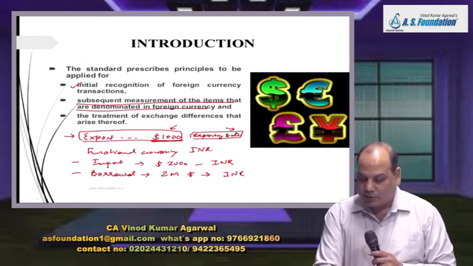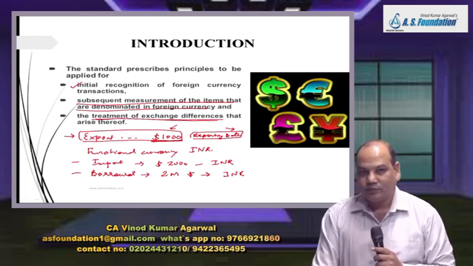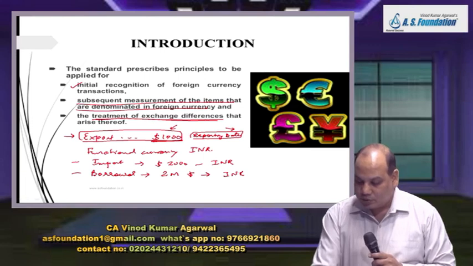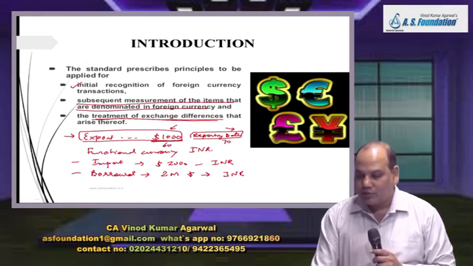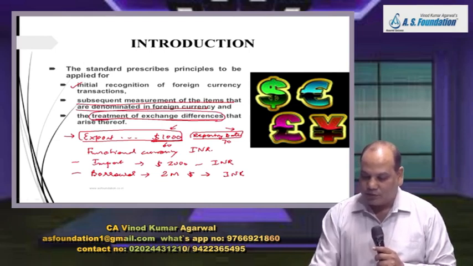And then what happens when you are using different rates? At the end of the period you will find there is exchange difference. Exchange difference will arise. For example, let us say you have recorded at 60 rupees per dollar, but on the reporting date the rate is 70 rupees per dollar. So this 10 rupees per dollar difference will arise. What will be the treatment of that exchange difference?